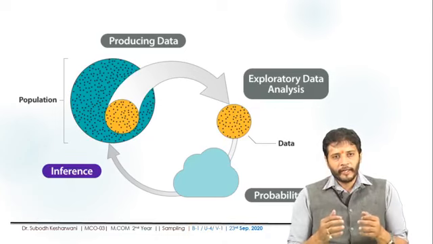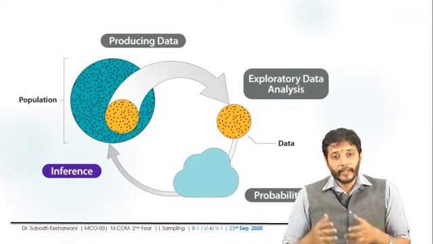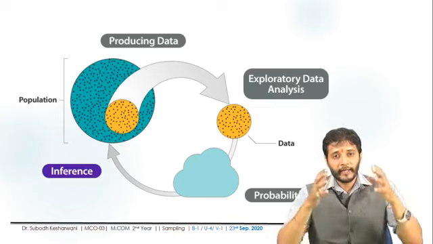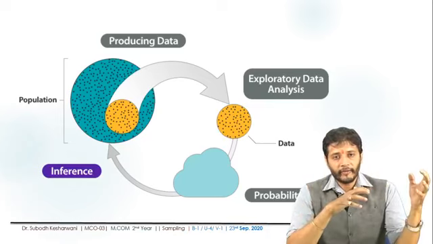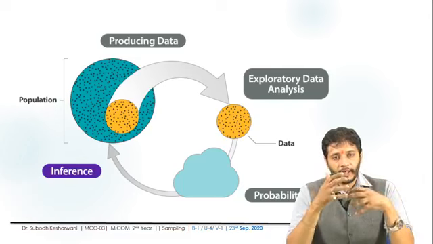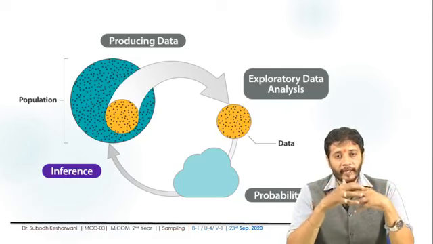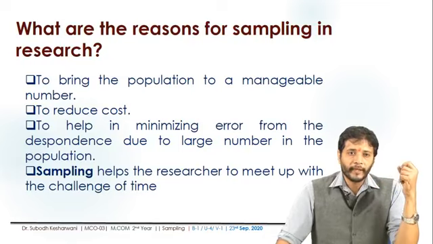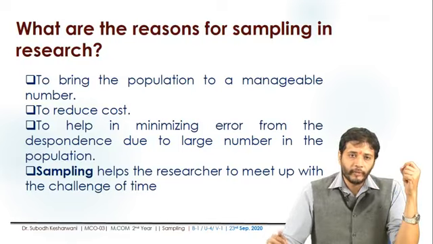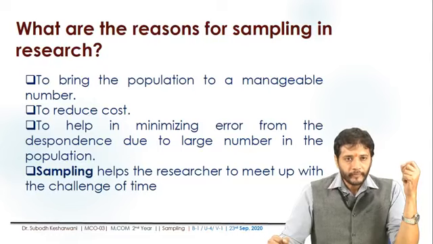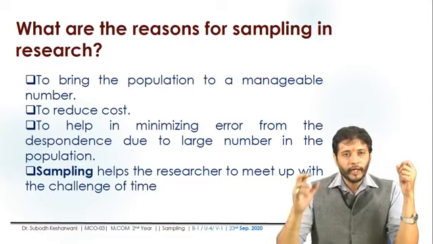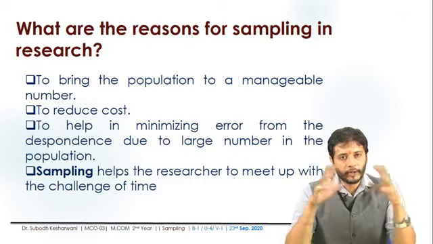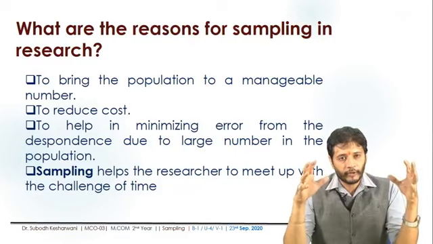Somewhere this data is quite dynamic in nature. It's not static, where the consumers reciprocate and you do not. It's moving in a two-way manner, in a more frequent manner. So what we have observed: what are the reasons for sampling in research? To bring the population to manageable numbers, that is very true. To reduce cost, because if you are going to cater to a particular population or a huge population, ultimately more cost is going to be involved.